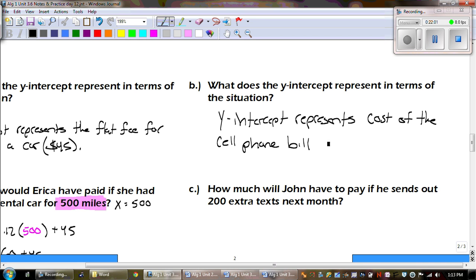if you stay within the text limit. So this was John. If John stays within the text limit, because once he starts going over, that's when he gets charged. He doesn't have one of those cool unlimited text plans.